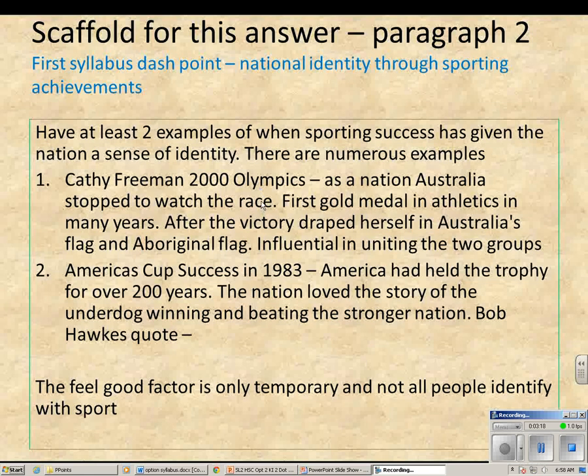And that was an attempt by Cathy to try and unite Indigenous and non-Indigenous population together, and I think that was pretty successful. The other example that I'm going to write about is the America's Cup success in 1983, where America had previously held the trophy for well over 200 years. And the nation loved the underdog story here of Australia beating the Americans after such a long time period. And of course, we got Bob Hawke's famous quote where he talked about any employer who sacked an employee for not turning up to work would be in fact a bum.